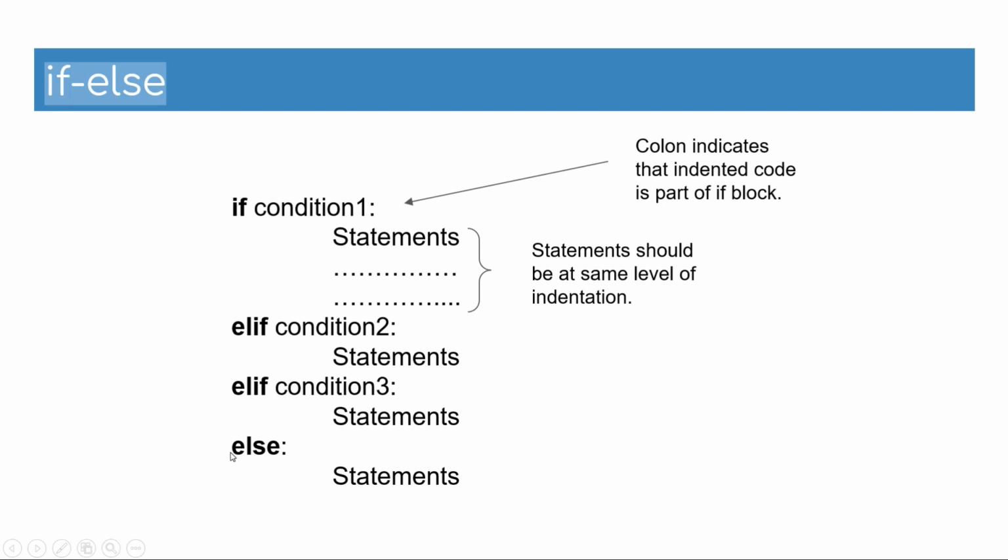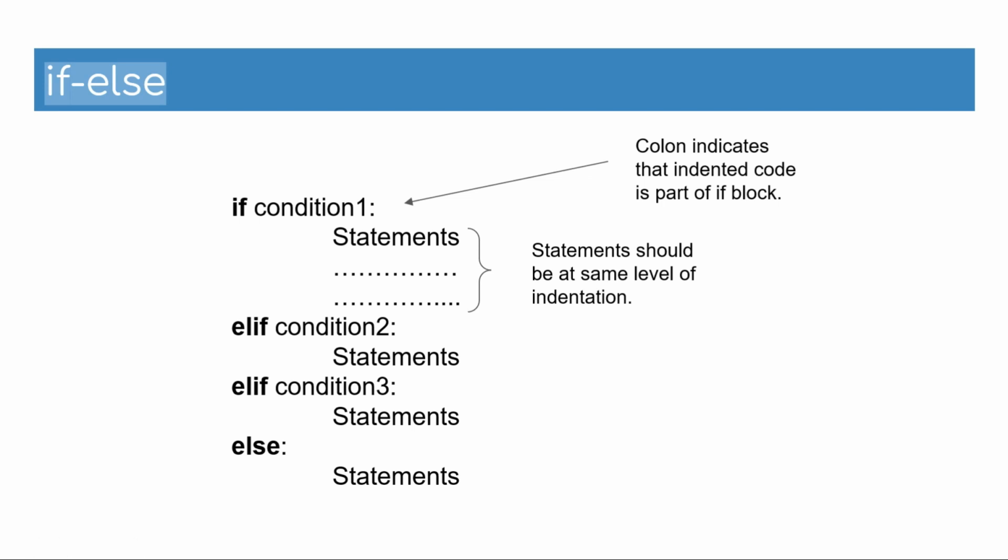Let us say there are only three possibilities: it is equilateral, it is scalene, or it is isosceles. So if two conditions have already been checked and the answer would be the third one, in that case the else portion can be executed.